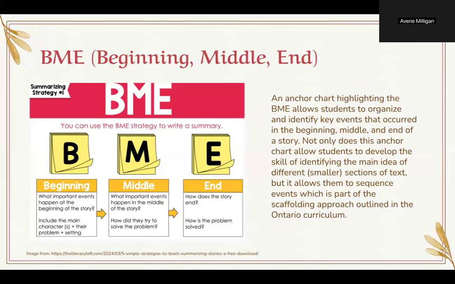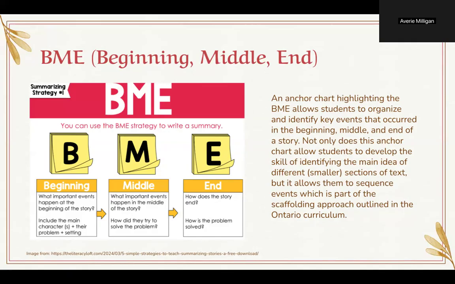So we're going to dive in a little bit deeper, even looking at specific types of anchor charts or organizational structures. So here I have a picture of the BME, which is the beginning, middle, and end. So this is an anchor chart highlighting the BME, which allows students to organize and identify key events that occurred in the beginning, the middle, and end of a story.